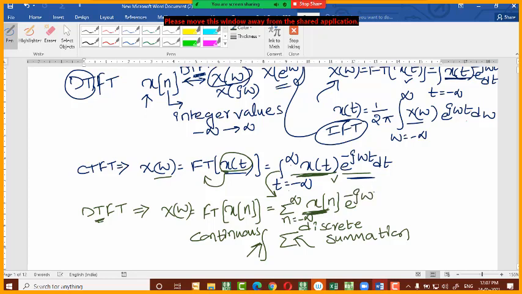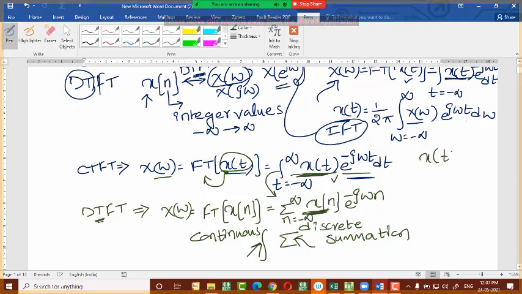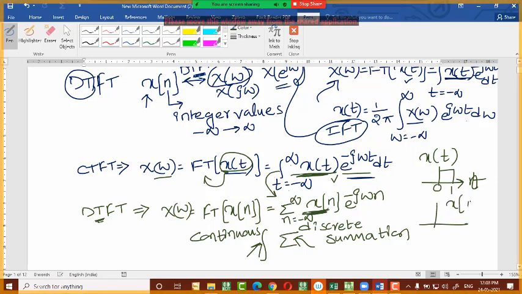In place of t, n should come, because we are dealing with a discrete signal. For example, x of t is some signal, and here t will be there. X of n means only samples will be available. Here n is the independent variable changing from minus infinity to plus infinity.